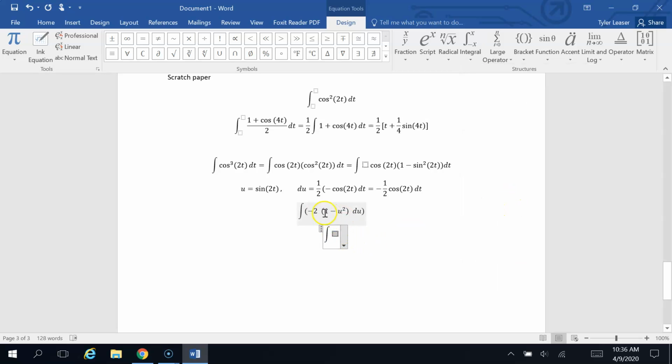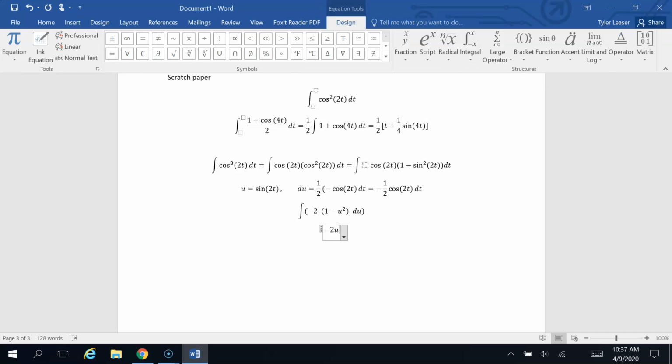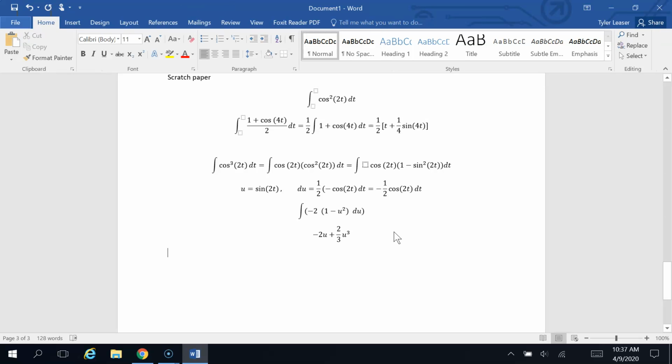So then the antiderivative of that, distributing the negative 2 in, we're going to have negative 2. The antiderivative is negative 2u. I can draw my integral symbol now, too. Sorry. So negative 2u. And then this is going to be positive 2u squared, which has antiderivative of plus 2/3 u cubed. And then don't forget that u, we actually had equal to something. u was the sine 2t. So this is the same thing as negative 2 sine 2t plus 2/3 sine cubed of 2t.